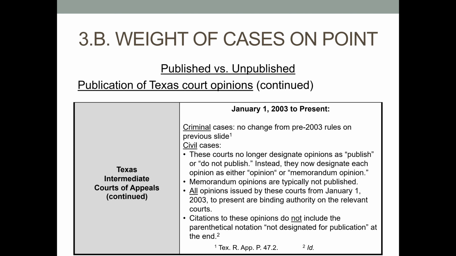And finally, if it is an opinion that does not appear in the Southwestern Reporter, a citation to a civil case that was issued January 1st, 2003 to present does not have to include the parenthetical notation "not designated for publication" at the end, because they're all binding authority on the relevant courts.